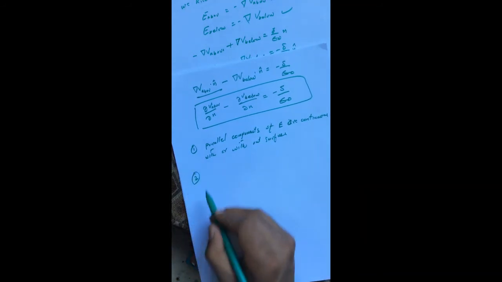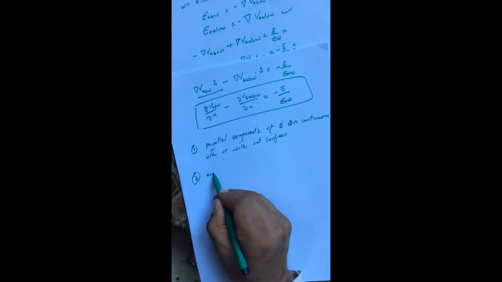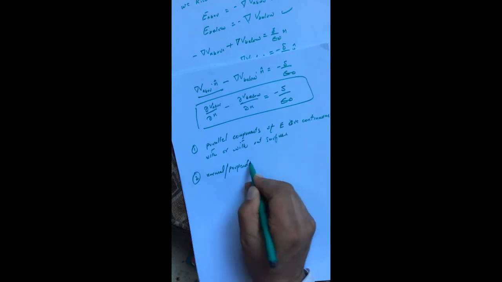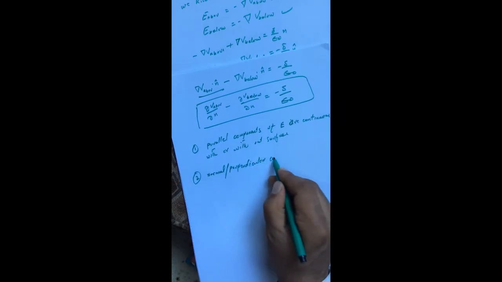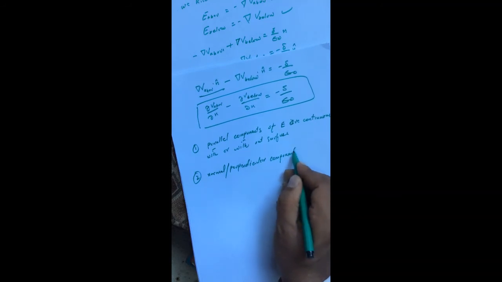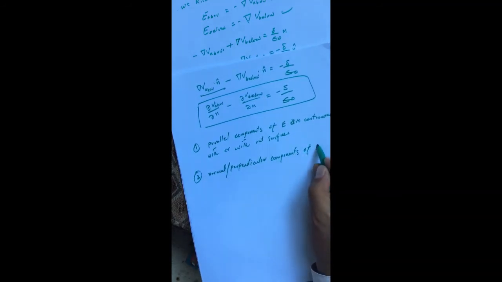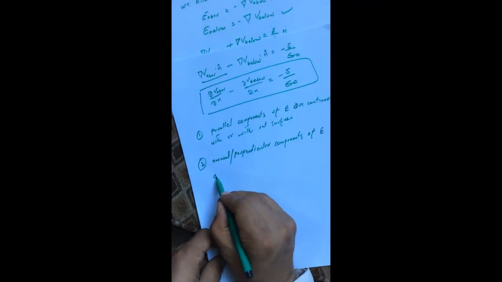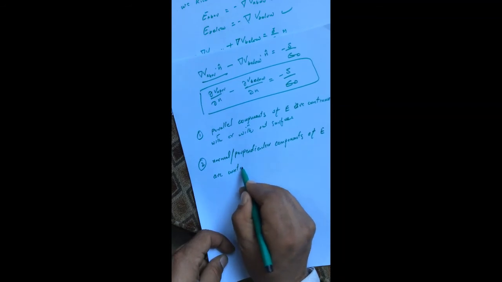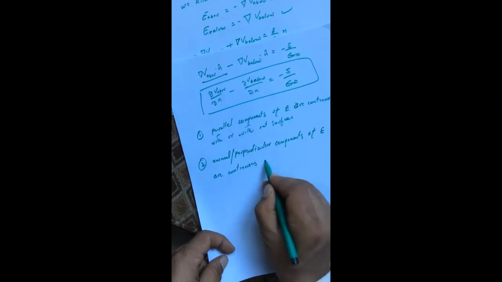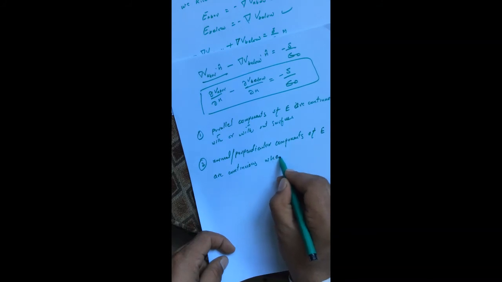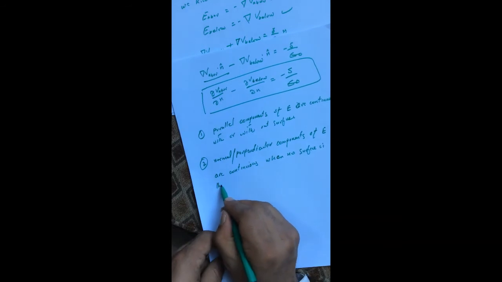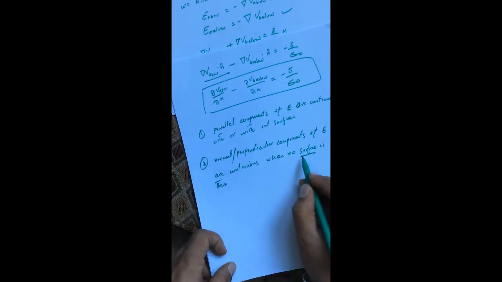The second conclusion is that normal, or we can say perpendicular, components of electric field are continuous when no surface charge is there. By surface I mean surface with charge.